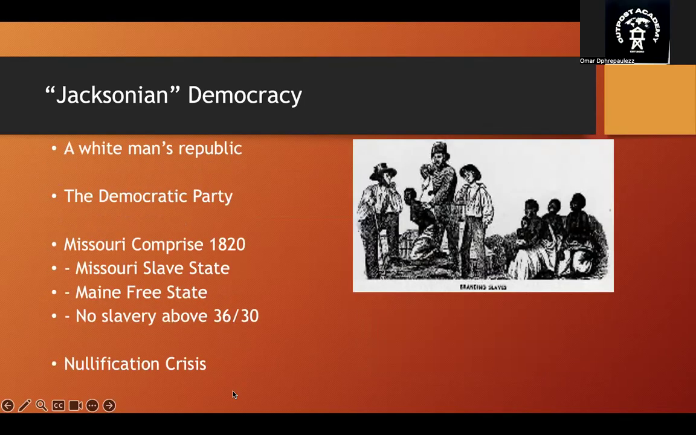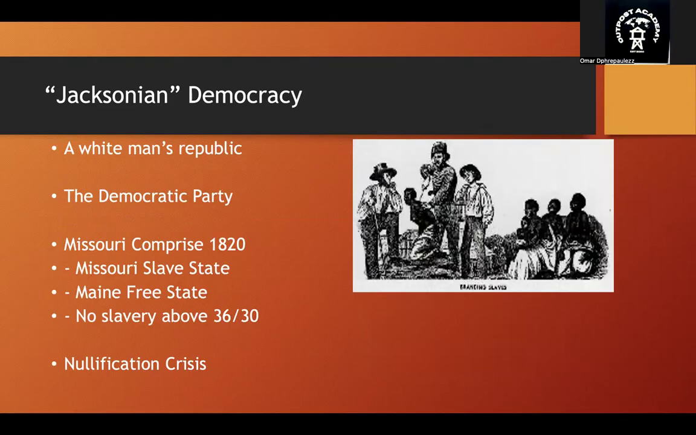So in Jacksonian democracy, it becomes very much a white man's republic. Africans, whether they're free or enslaved, are barred from voting in almost all of the states, especially in the South, and they're increasingly restricted in the northern states as well. The Democratic Party is formed from Jacksonians who are pro-slavery, pro-expansion, and pro-Indian removal.